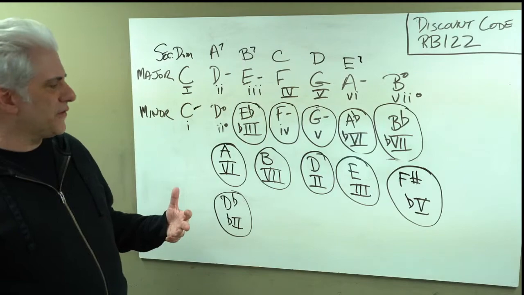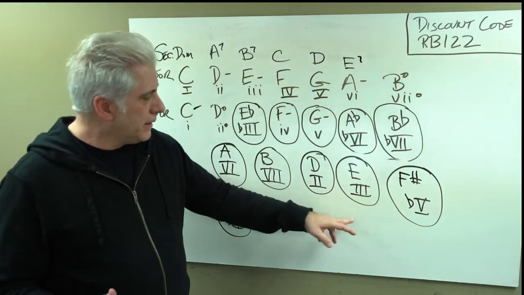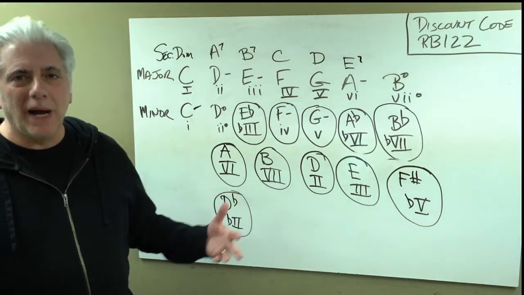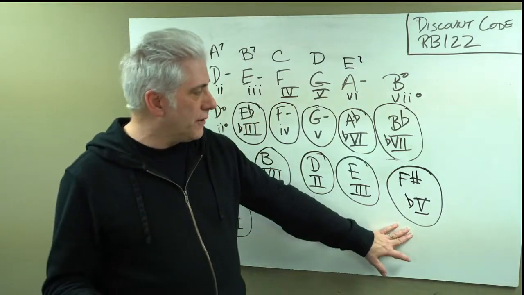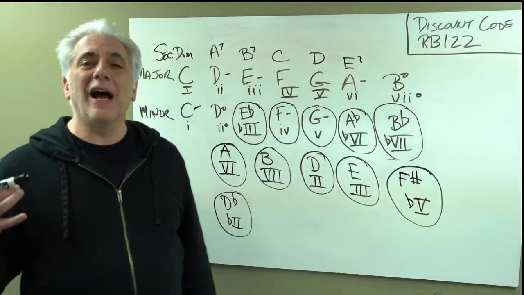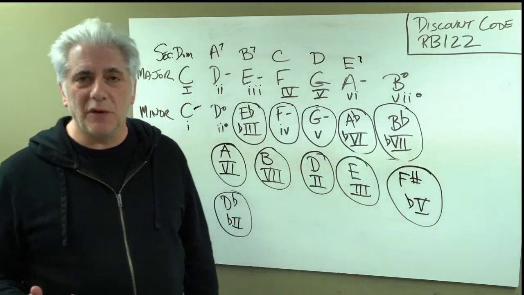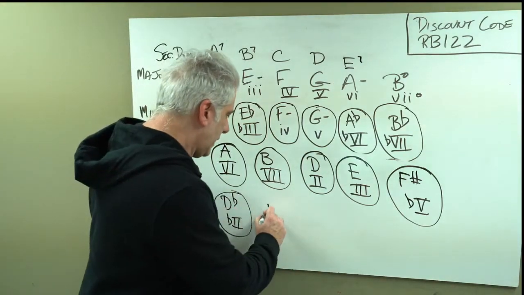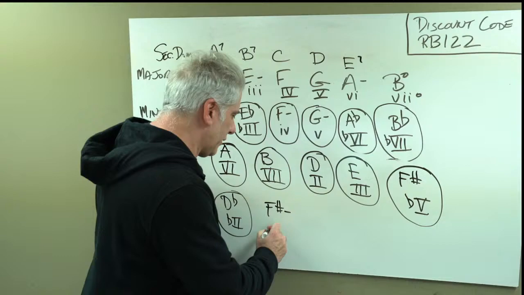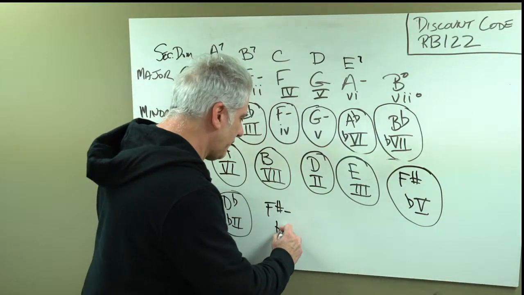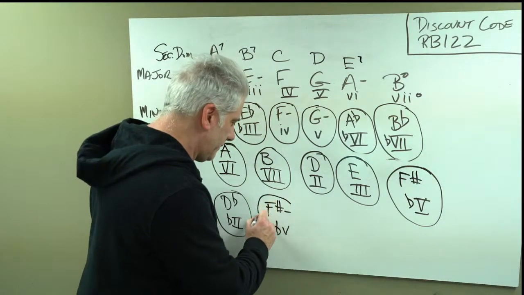Then you say, well, let's see. We got major 3 here, right? We have 4 major, 4 minor. We have flat 5 major. The only other one would be the flat 5 minor. That's a chord so it'd be F sharp minor. So F sharp minor, that would be your flat 5 minor.